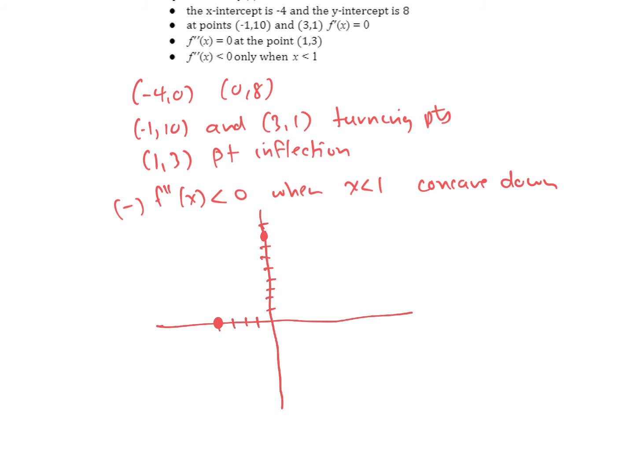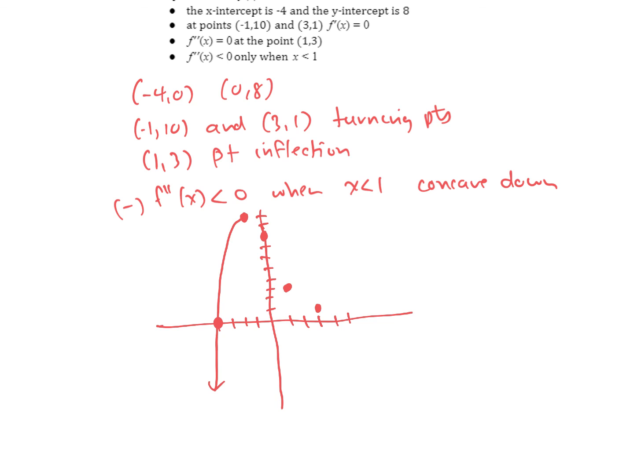We have a turning point at (-1, 10). And here we have a turning point at (3, 1). (3, 1) is a turning point, and (1, 3) is a point of inflection. So those are the points that I know. I know when x is less than 1, it's always going to be concave down. So it's going to be concave down to here.